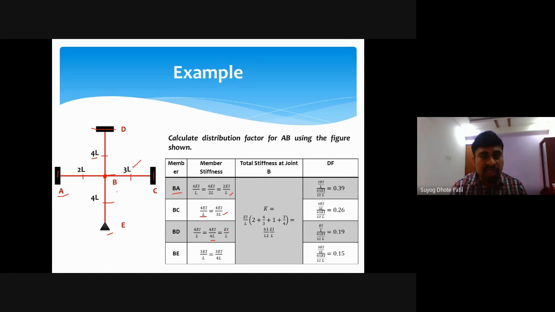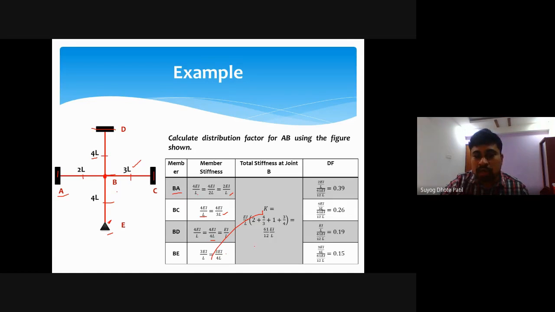And similarly for BE. At joint B it is fixed, whereas at joint E it is hinged. So it is 3EI by L, and the L value is 4L. So 3EI by 4L will be the final value. This will be the stiffness factor.